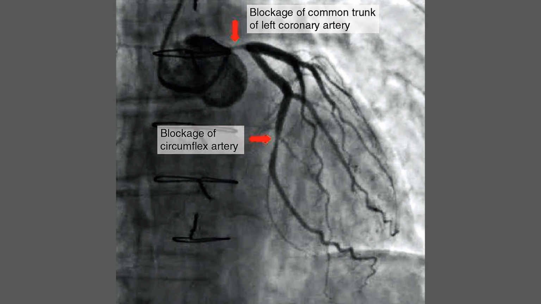And here you can see on our scan, we've got blockages of the common trunk of the left coronary artery. That's quite significant. We've got further blockages further down in a smaller artery, possibly because a thrombus got knocked off and has got lodged there. And you can see we've got reduced perfusion at that point.